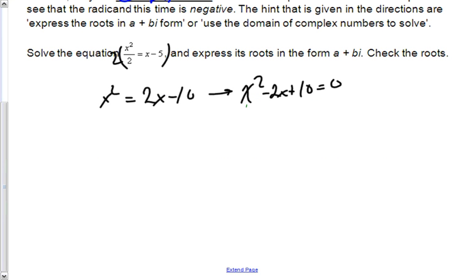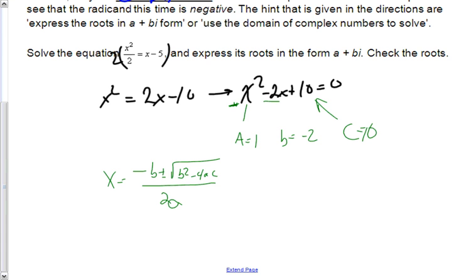To do this, we look at the number in front. Here, it's 1. That's going to be our a term. Our b term is that number here. And our c term is that number there, which is 10. So now all I have to do is plug it into my formula. Negative b plus minus the square root of b squared minus 4ac all over 2a. So b was negative 2, so it's negative negative 2 plus minus the square root of negative 2 squared minus 4 times 1 times 10, all over 2 times 1.